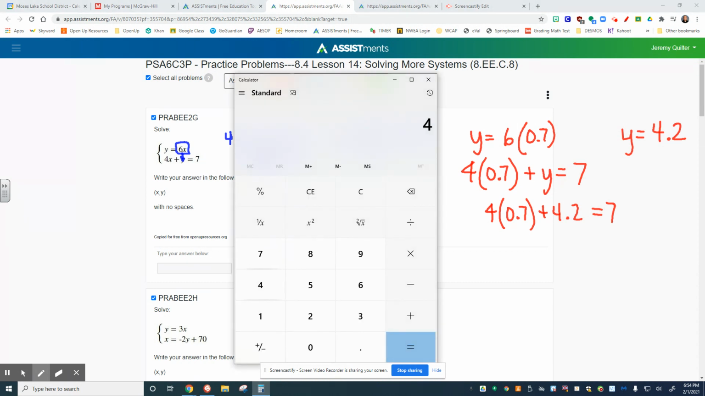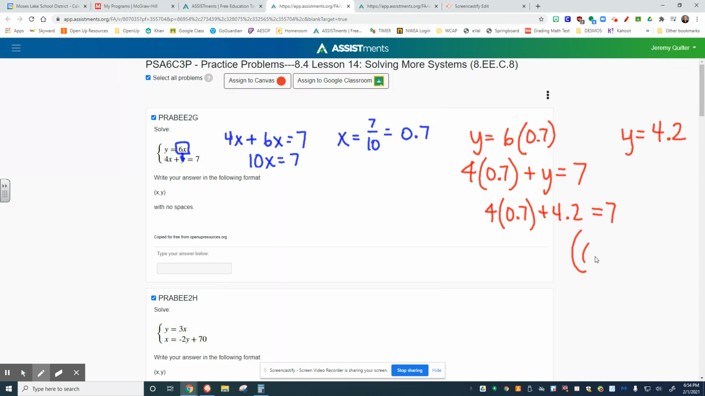So here we go. 4 times 7/10 equals 2 8/10 plus 4 2/10. It equals 7. So guess what? On my equation, when I have x equals 7/10 and y equals 4 2/10, I know that these two equations come out exactly true, exactly the same, because they both come out to when x is 7/10, y is 4 2/10. They give us the exact same values and they make it true.